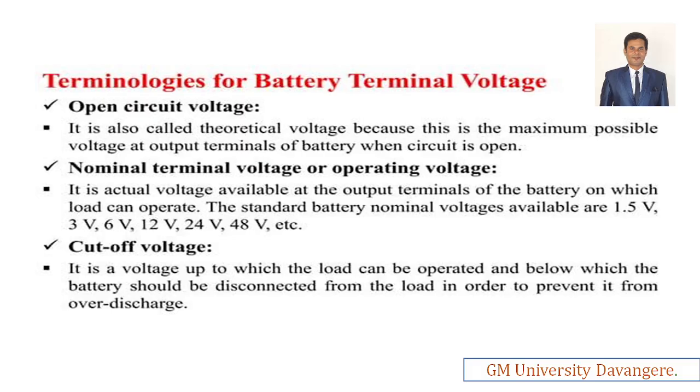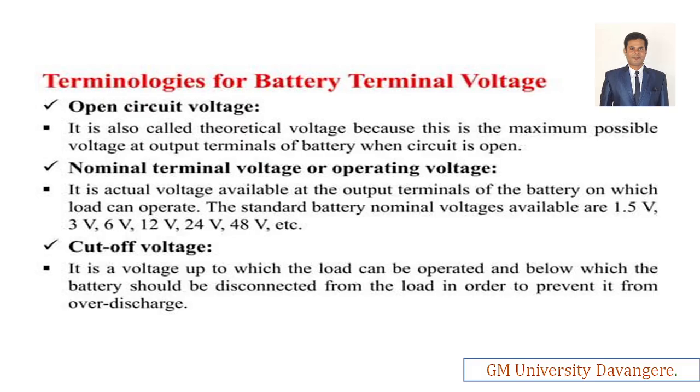Right, next, when you talk about the cutoff voltage, it is the voltage up to which the load can operate, and below which the battery should be disconnected from the load in order to prevent over-discharge. So the cutoff voltage is a threshold voltage at which the load can be operated for specific voltages. For example, if the rated nominal voltage is 3 volts and it falls below that threshold voltage, the battery should be disconnected from the actual loads.